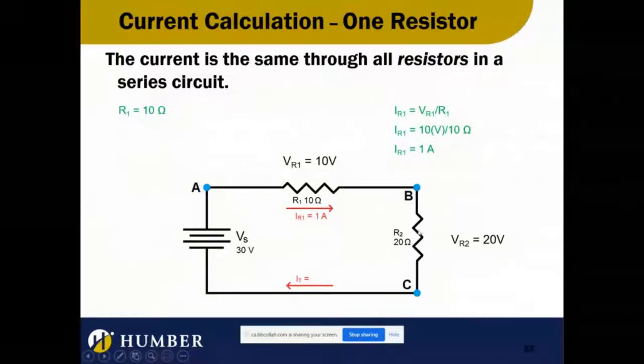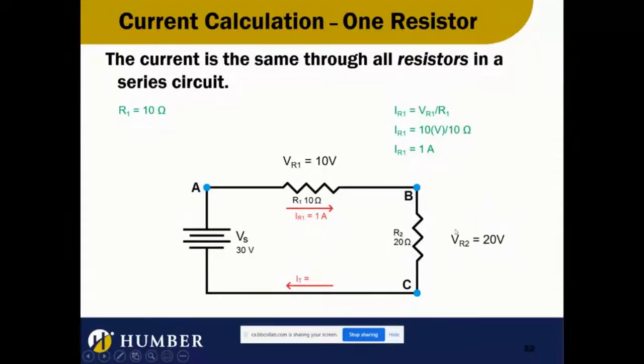So I can have a different resistor with a different voltage drop giving me the same current. I hope that makes sense. So we can see now that even though I've got several resistors in a series circuit, the current is the same. We've looked at that from the fact that there's only one path for the current to go, so it has to be the same.